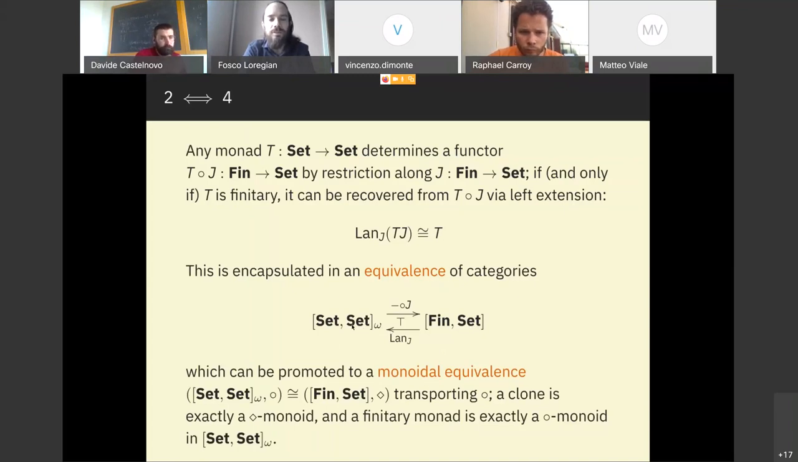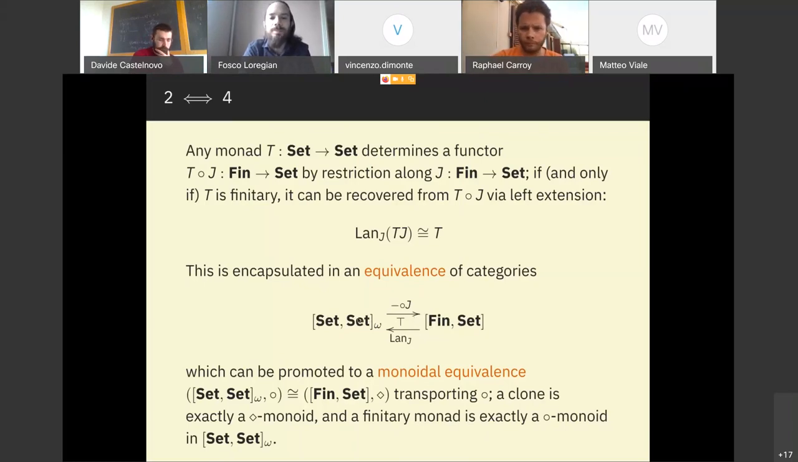Every time I have a structure on the left, but possibly not on the right, I can transport it by simply saying, well, how do I do the product here? I just push it here. Now here I know how to do the product, and then I pull it back. And whatever I obtain in the end will be exactly what's needed for this adjunction to be monoidal. So this is an equivalence of categories.